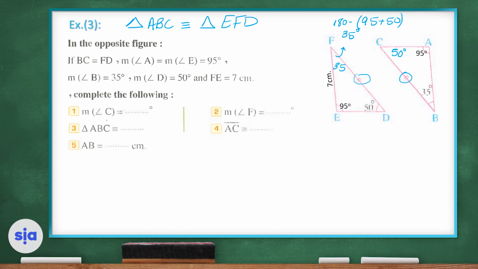So to complete the questions, question 1, the measure of angle C is equal to how many degrees? We got it as 50 degrees. The measure of angle F, we got it as 35 degrees. Triangle ABC, as we said up, it's congruent to triangle EFD. AC as a segment is congruent to ED as a segment. And AB is equal to EF, which is 7 centimeters long.